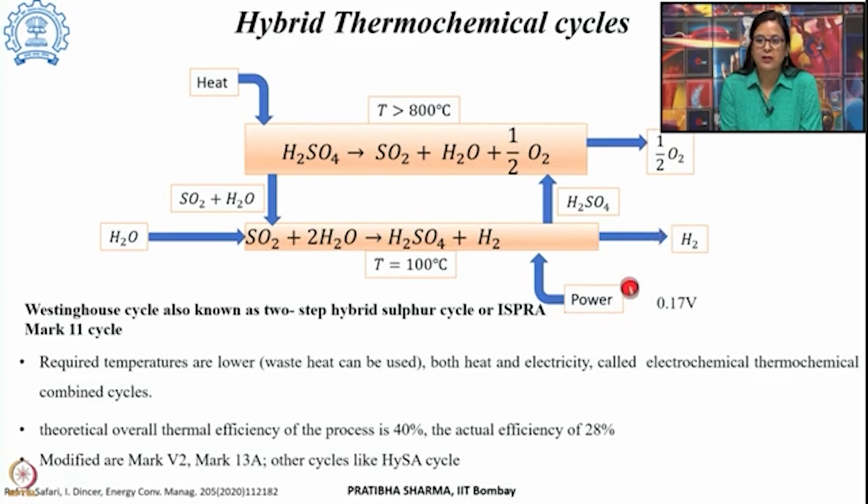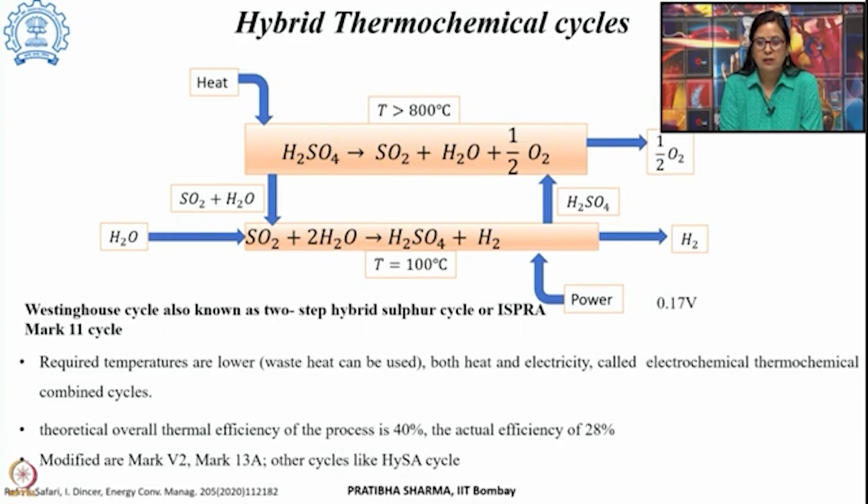Now, the electrical power requirement is very low as against the requirement in the case of electrolysis. It is a voltage of 0.17 volt as against 1.23 volt in electrolysis. The second step takes place at a very low temperature, about 100 degree centigrade. This is also a 2 step hybrid sulfur cycle, also known as the Westinghouse cycle or Ispra Mark 11 cycle. It requires lower temperature, so waste heat can be used. Since both heat and electricity are used in the cycle, it is also known as the electrochemical thermochemical combined cycle.